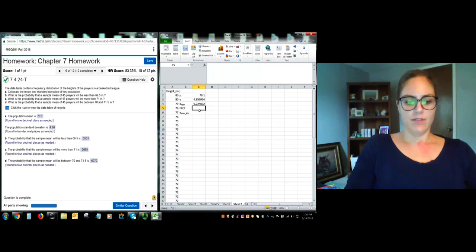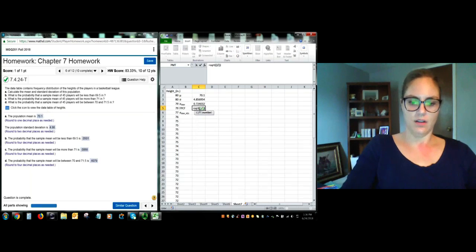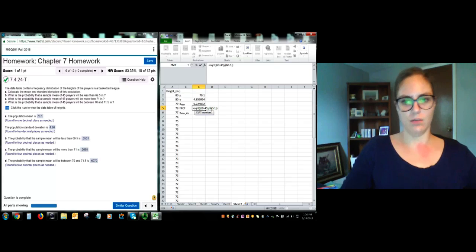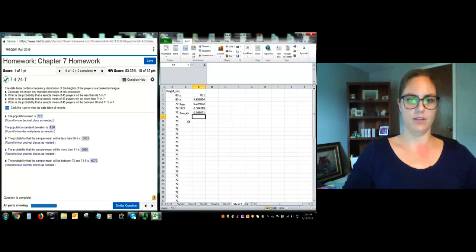Finite population correction factor equals the square root of big N minus little n. Big N is 60, little n is 45 in this particular problem, and you divide that by 60 minus 1, or big N minus 1, and take the square root of that entire fraction. Then multiply these two together, the finite population correction factor and sigma x bar. That's going to be our denominator when we're calculating our z-scores.